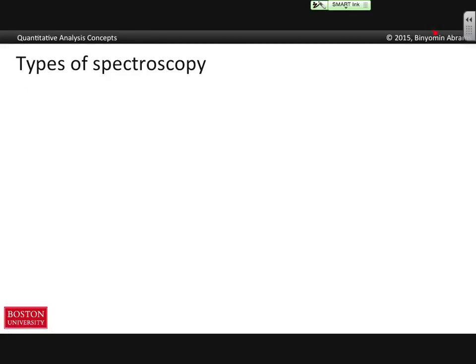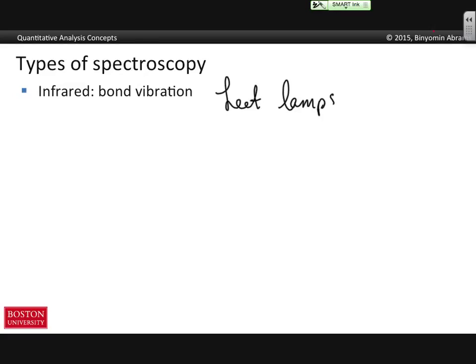So let's look at a few common spectroscopies. Infrared radiation, you've probably heard about this before. These are the heat lamps that you see in restaurants. What happens is the infrared light, which is low frequency, right? So this is low frequency light. This is resonant with the fundamental bond vibration frequency.